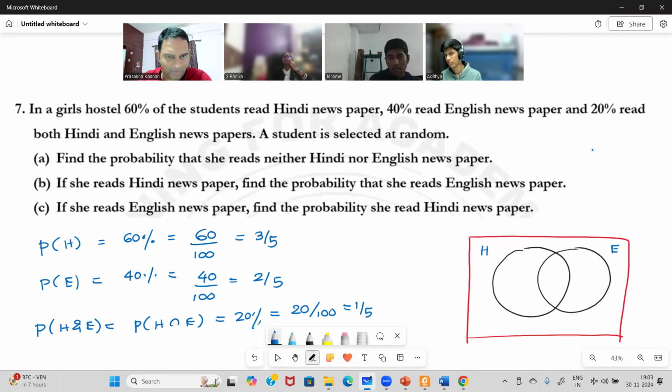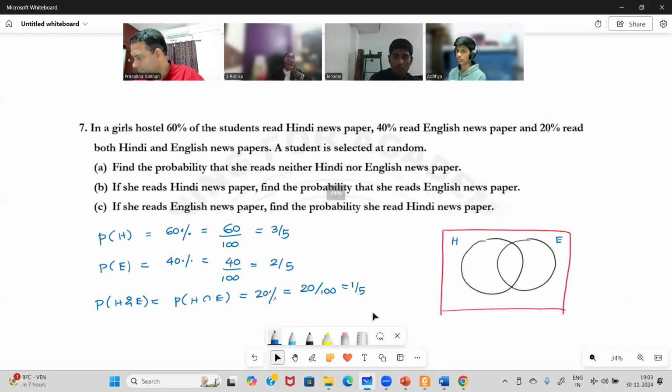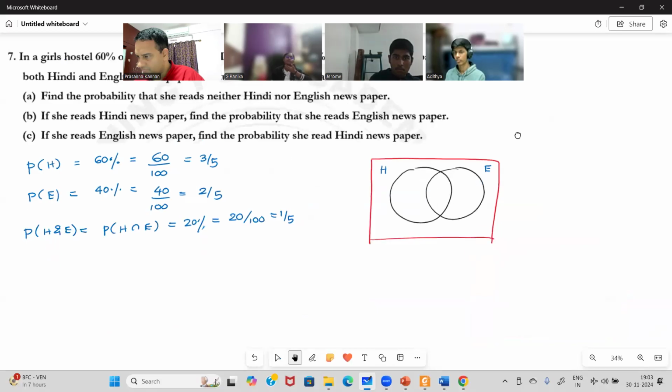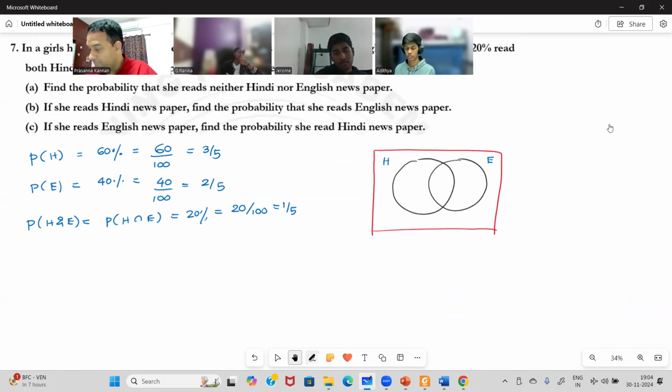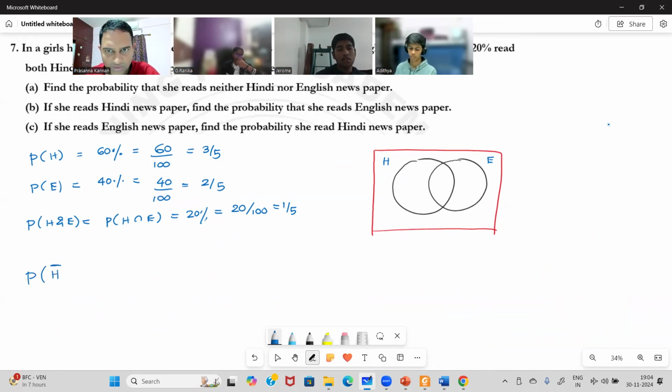Now we need to find out what is the probability that a student selected randomly reads neither Hindi nor English, right? Okay, now tell me more. Neither Hindi means what? How can I write it in symbols? Can I write it as H bar or H dash? What is H? Reading Hindi. H bar means what? Not reading Hindi. Understood or not? Or H dash.